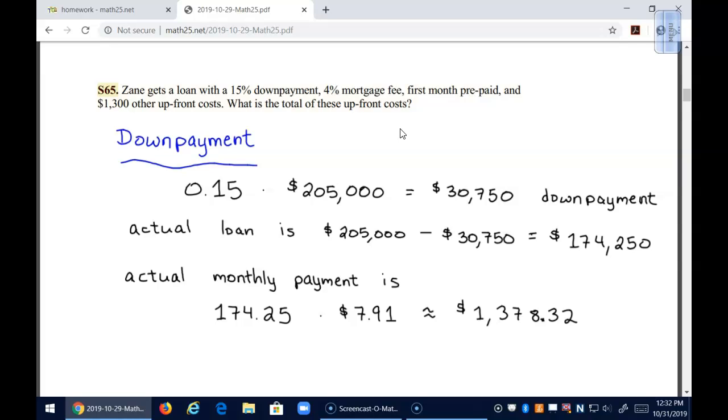So we take the 174.25 and scoot the decimal point. That's how many $7.91 he has to pay each month. So his monthly payment turns out to be slightly smaller than his initial estimate, which is fine, because again, he's paying off that down payment in some way.